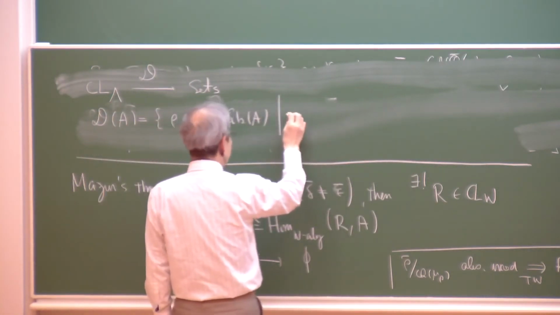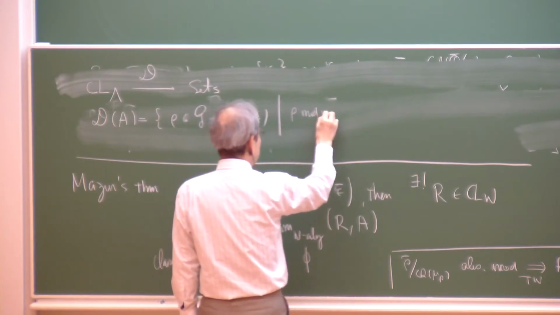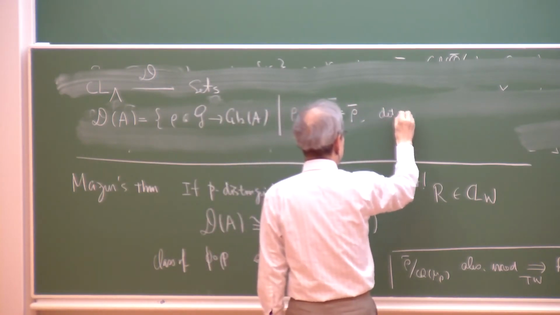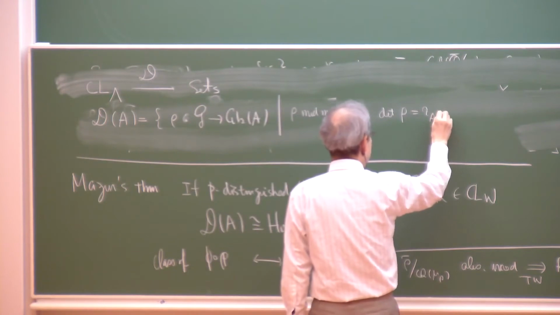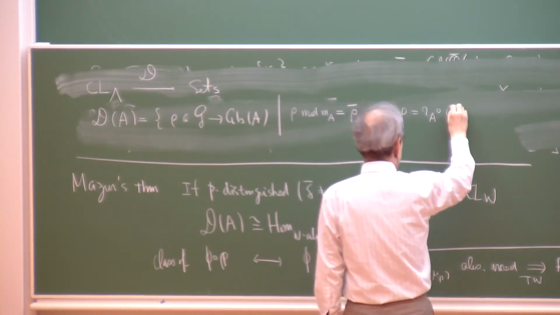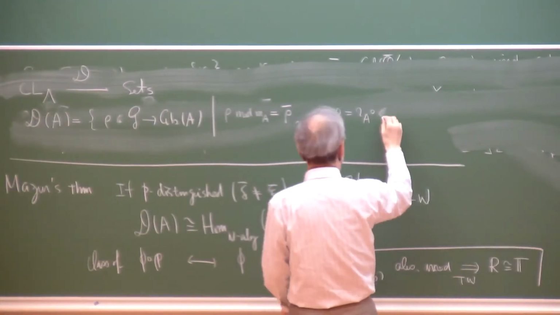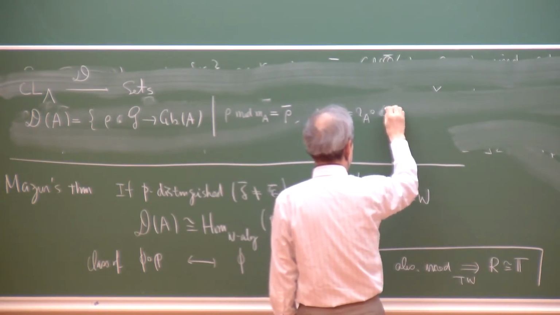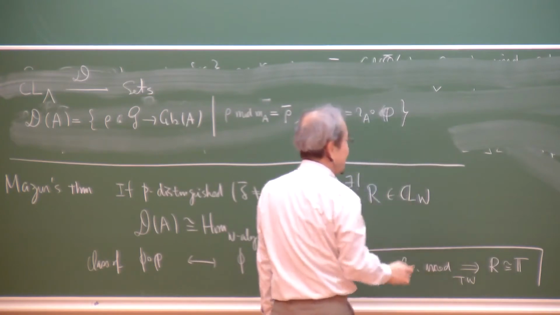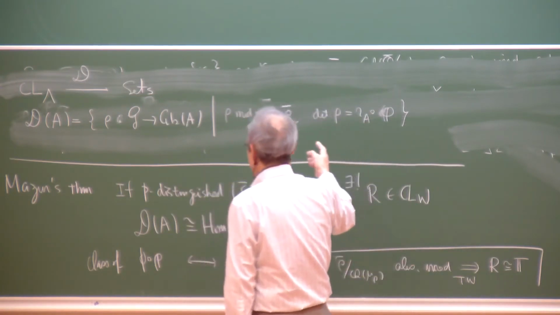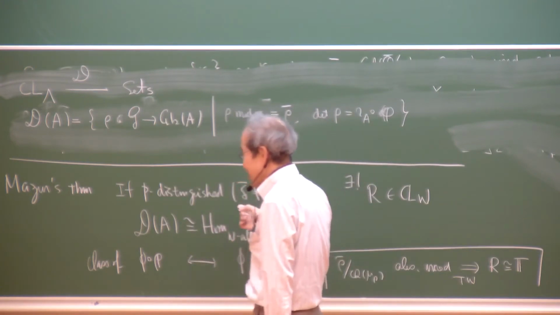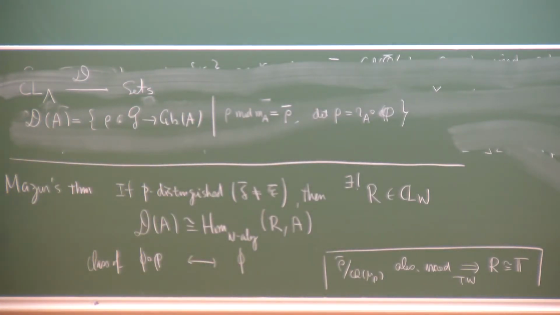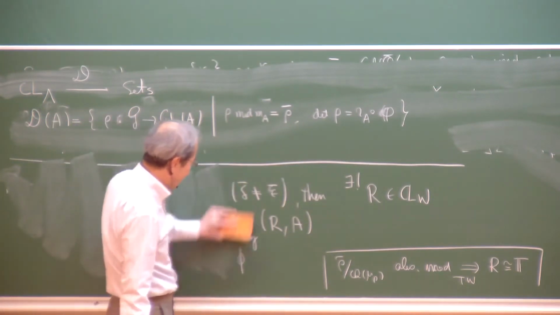So rho from G to GL2 of A such that rho modulo the maximal ideal of A is rho bar, and the determinant of rho is the algebra structure of A composed with phi. But this is actually the same ring. Now this is Mazur's theorem, which I erased, and the same ring R represents this functor.